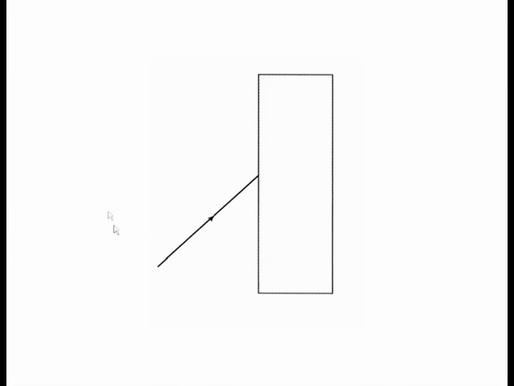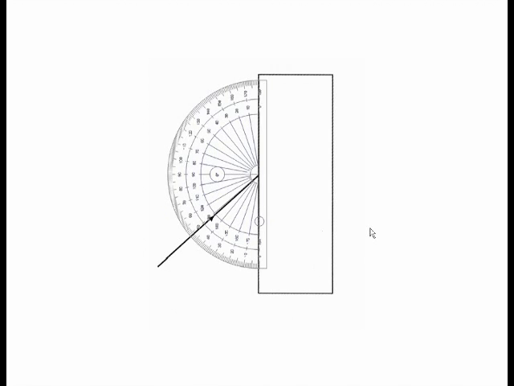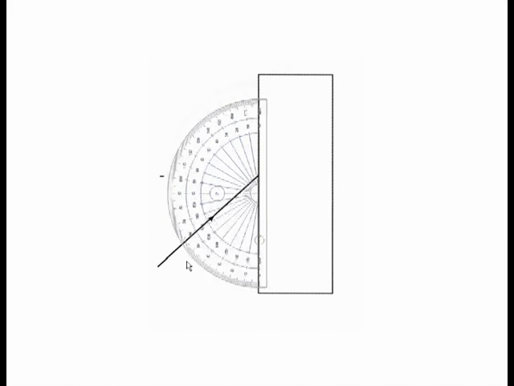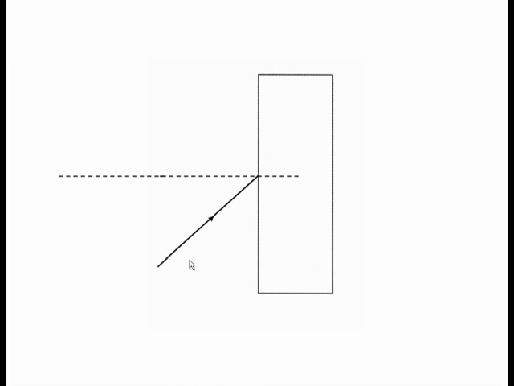And the first thing we need to do is draw a normal line along here. Now the normal line is perpendicular to the surface, so I'm going to line up my protractor with this point of the intersection of the incident light ray and the surface, and right at 90 I'm going to make a little mark, and then I can use my ruler to draw the normal line.